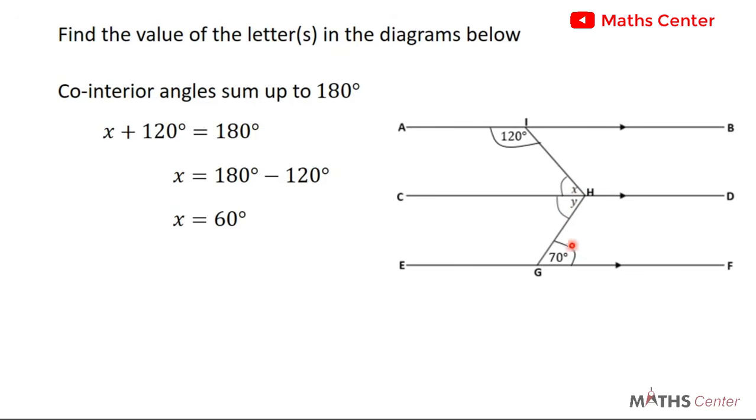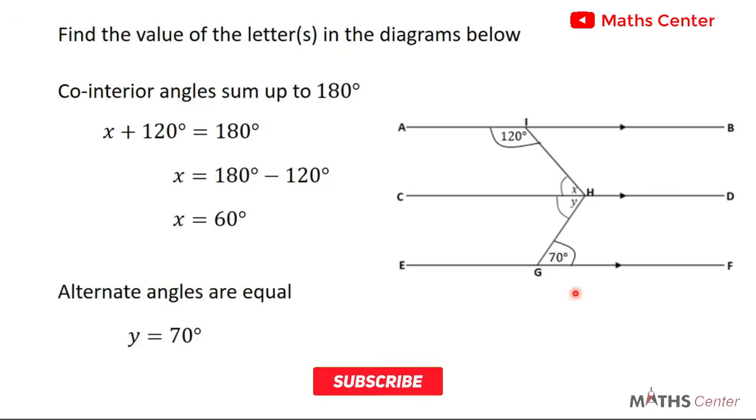Now you come to the down part, you consider it as if this part here does not exist. So we are solving CD and EF with GH as our transversal. Considering that one too, we can see that Y and 70 degrees are alternating angles. We know that alternating angles are equal, so Y is equal to 70 degrees.